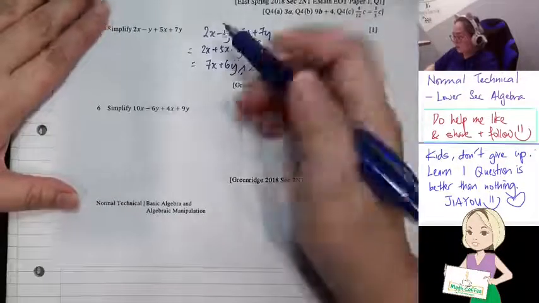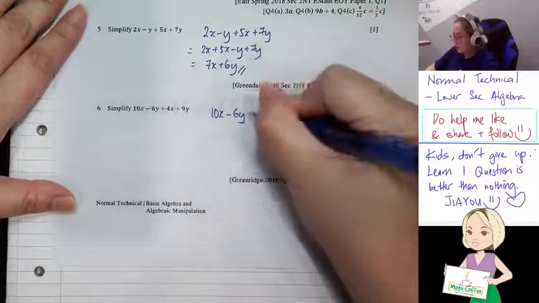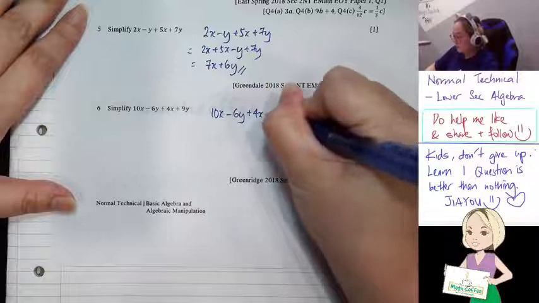Okay, now next one. So 10x minus 6y plus 4x plus 9y.